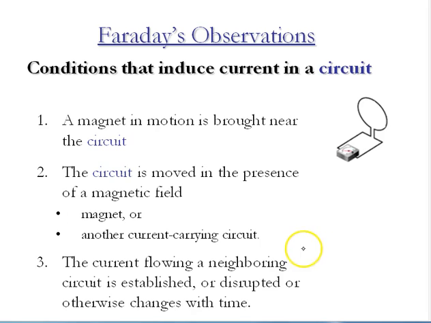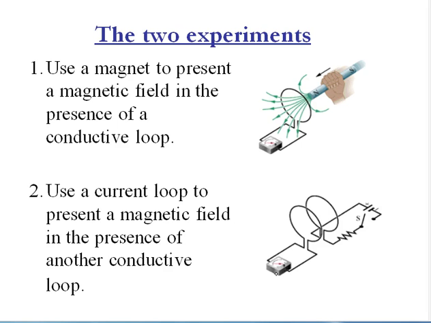And then thirdly, if we have a current flowing in a neighboring circuit, if it becomes established or disrupted or changes some other way with time, then a current will be induced in our loop, and that will be induced from the neighboring loop, which is the source of the magnetic field. But it seems that something has to be changing. We have to have something moving, or we say some magnetic field is changing with time, being turned on or off, or some other means changing with time.